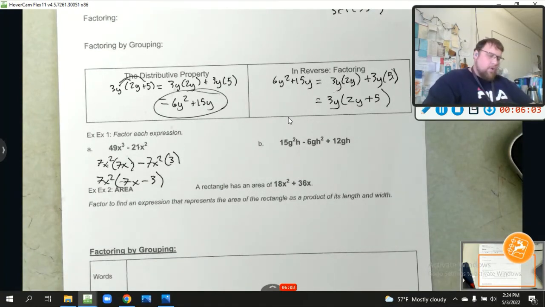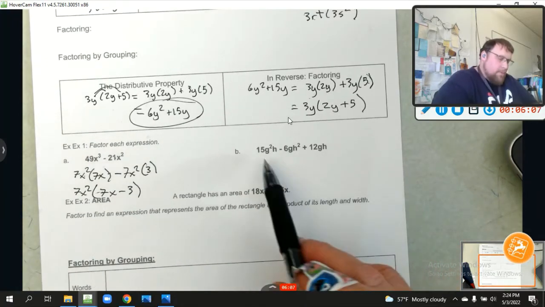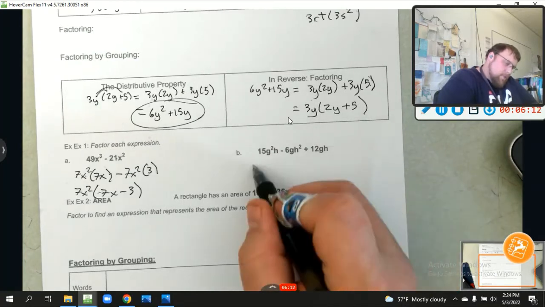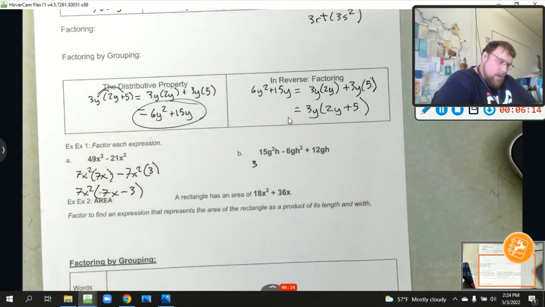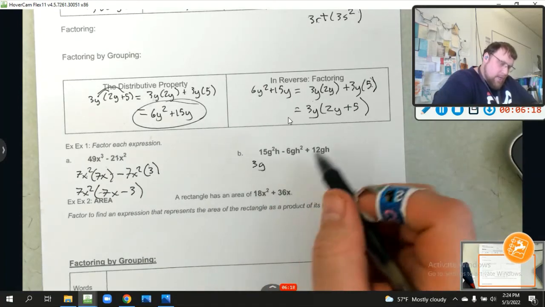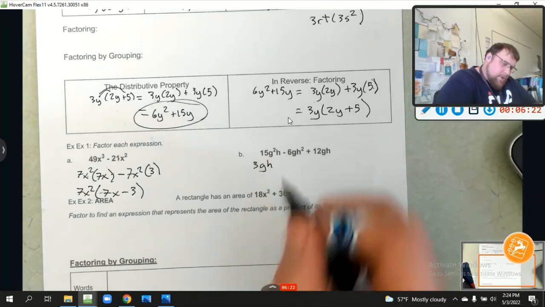That's the factored form. So look at this last one right here. What can I take away from, or factor out of, a 15, 6, and 12? I can factor a 3 out of there. What can I factor out of g squared, g, and g? I can factor a g. What can I factor out of h squared and h? An h. So it's 3gh that is the factor.